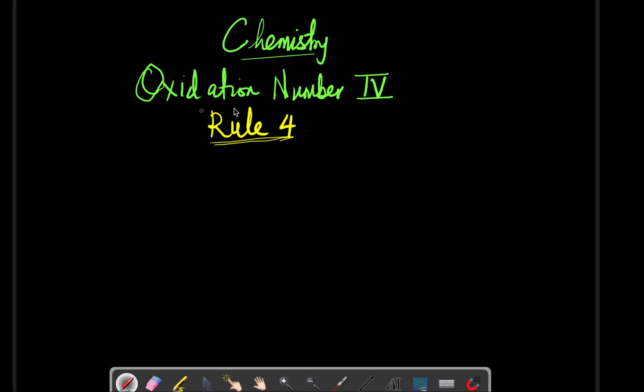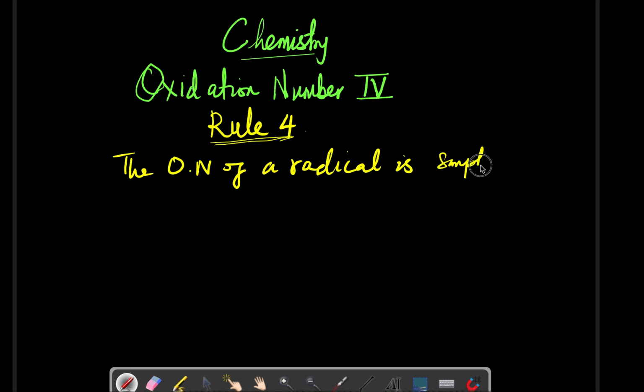Welcome to chemistry video tutorials. Here I want to talk about oxidation number. This is part 4 of it, and then rule 4. Now I want to make you understand the oxidation number of a radical. A lot of students have problems with this particular one, so I want to fix them now. The oxidation number of a radical is simply the charge on the radical.